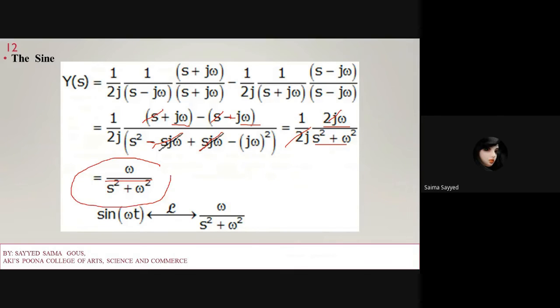So this is the Laplace transformation of sine omega t. So the Laplace transform of sine omega t is equal to omega divided by s square plus omega square.